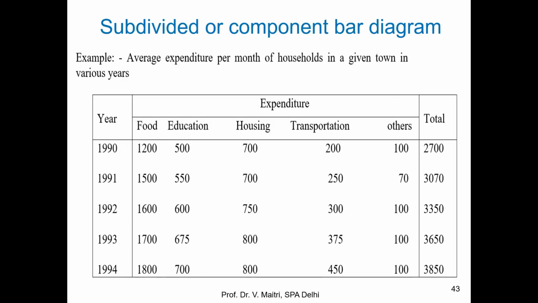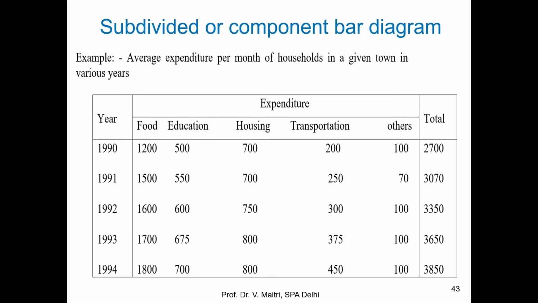Now the subdivided or component bar diagram. Here it is a little bit tricky. The question gives the average expenditure. Mind it, you are going to do this exercise in ODP. The average expenditure per month of a household in a given town in various years is given: food, education, housing, transportation, others, and the years 1990, 91, 92, 93 and 94.